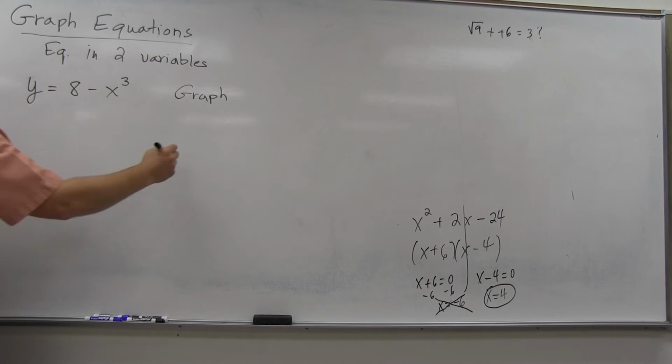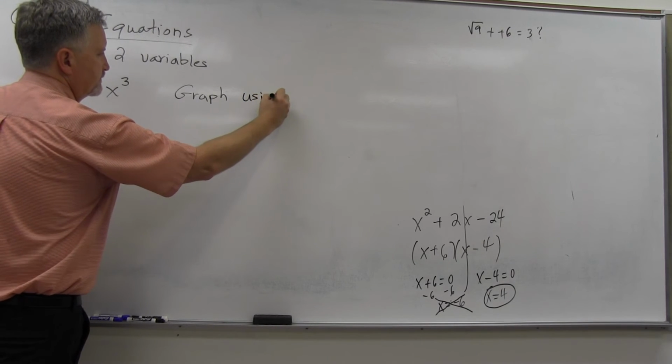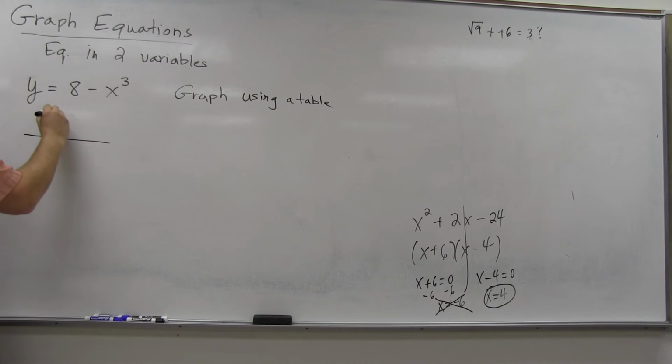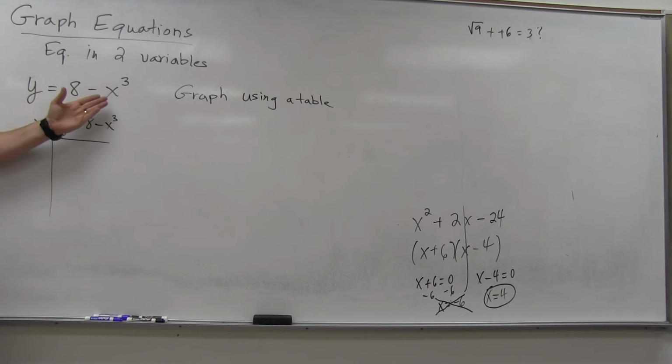And what we're going to do here is use a table. Because as you hopefully know, graphing really amounts to graphing pairs of solutions, right? Because here, one solution would be 2, 0. We're going to graph that point on the Cartesian coordinate system, the xy plane. So we need to get these pairs of solutions. Ordered pairs is what we call them.